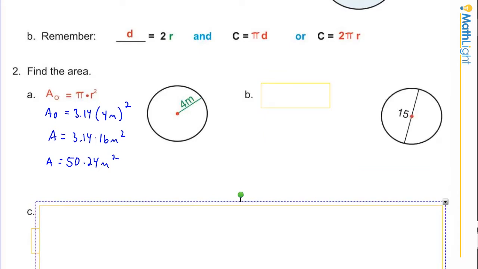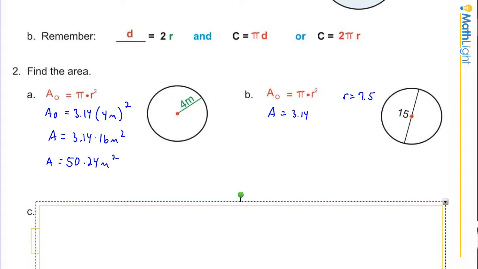All right, second situation. What would you do with this? Again, you're always going to start with your formula. Area of a circle equals pi r squared. Your first thought should be, I don't know the radius. But yeah, you do. If the diameter is 15, what's the radius? 7.5. Okay, from there it's a piece of cake.